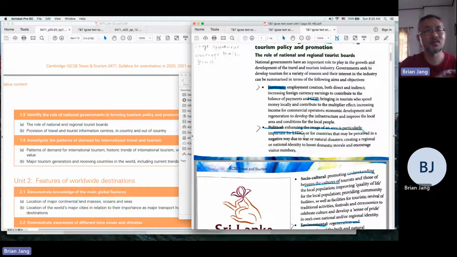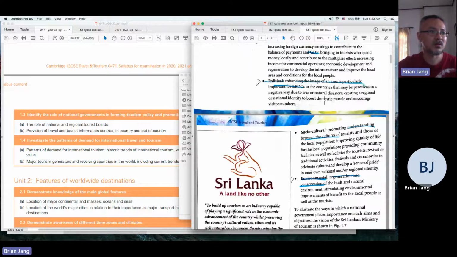So the government has to change that perspective. You have to change the reputation, the way that people are thinking about that country, right? That's one thing that they really have to be involved in. Social, cultural.